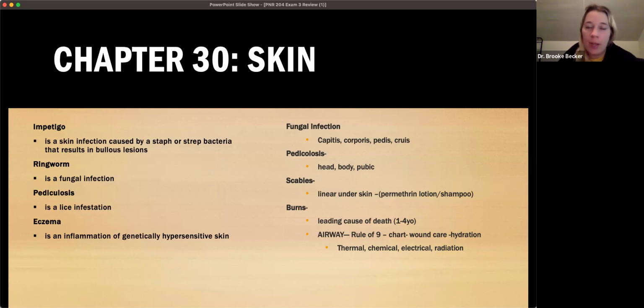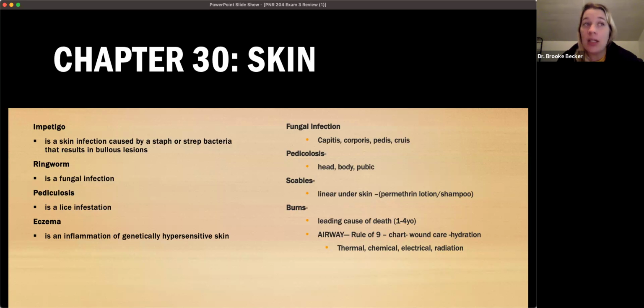Eczema is an inflammation generally because of hypersensitivities in the skin, which are almost always related to an allergic derivative, okay? So allergic causing skin inflammation.